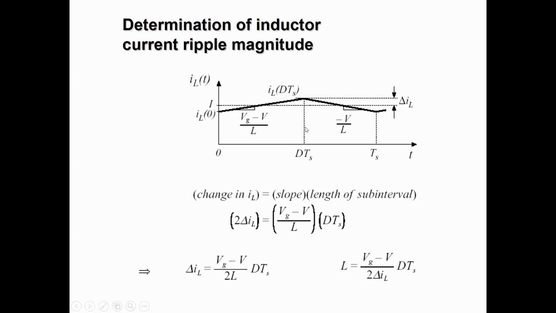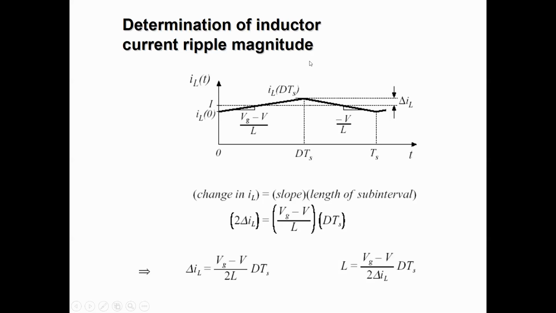It means double changes are there. So we can say that the slope, the change in the current, is 2 delta IL. That is actually (Vg minus V) divided by L multiplied by the duration, that is dTs. So slope multiplied by the length of the sub-interval. From here we can derive the inductor current ripple, which is equal to (Vg minus V) divided by 2L times dTs.